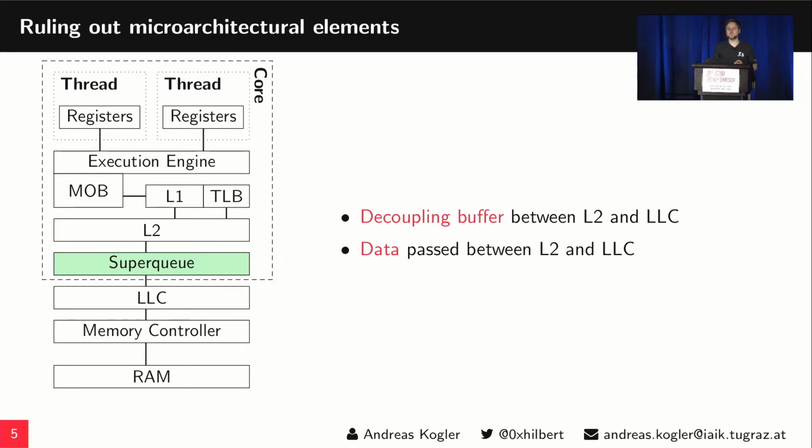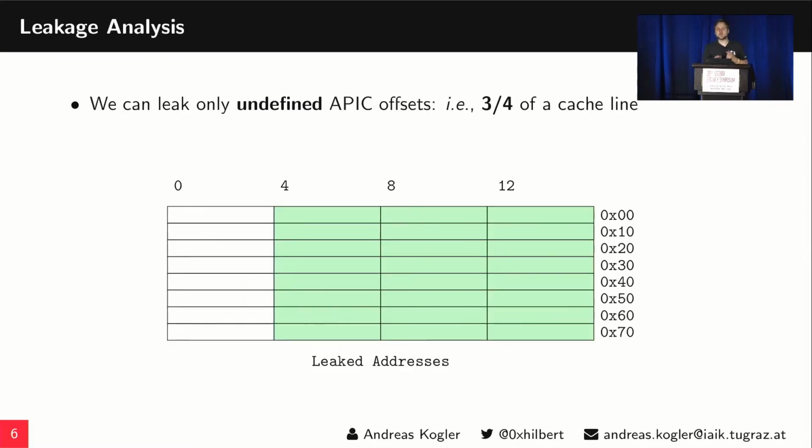So what is the superqueue? The superqueue is the interconnect between the L2 cache and the LLC. With APIC Leak, we can take the data that's passed over the superqueue. Due to the construction of the APIC, we cannot get all the data which is passed, since 3/4 of the APIC MMIO region is actually defined registers. So if we access those, we get back defined values. Furthermore, we also found that we cannot observe odd cache lines, meaning that we can only leak even cache lines.